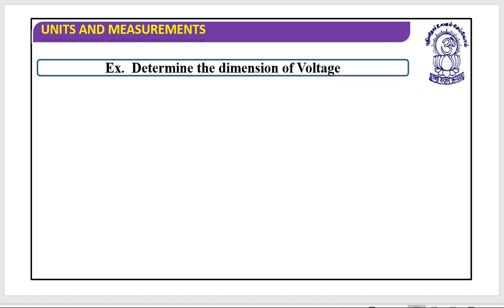Next, determine the dimensions of voltage, that we have already done. So this task is done. This slide is kept purposefully blank so that you can write it down. So do remember, you need to find out the dimensions of voltage, but you cannot copy it from the previous slide. So what are your basic steps?